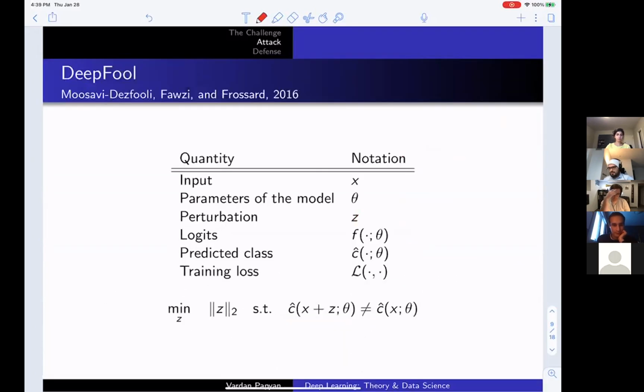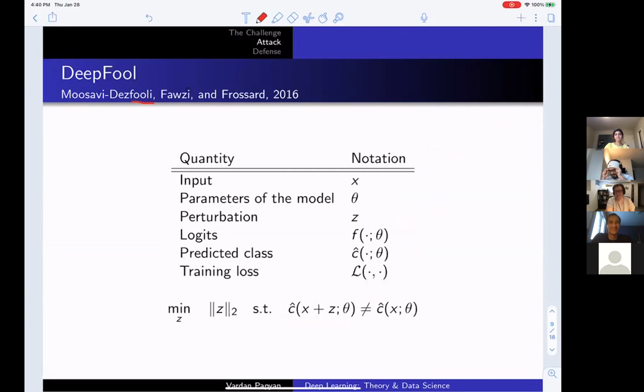Okay, and the third algorithm we're going to discuss is called DeepFool. DeepFool by Moosavi-Dezfooli. That's kind of funny. Fawzi and Frossard from 2016. I never noticed this fully.